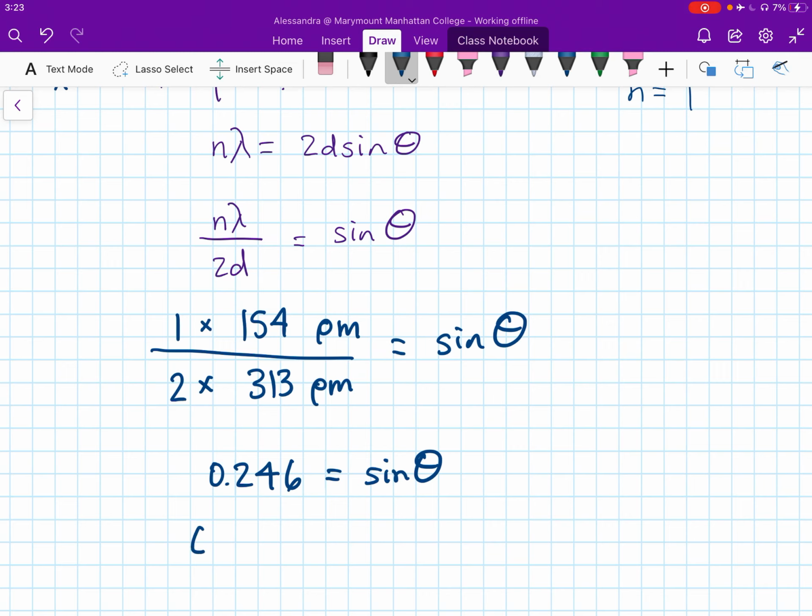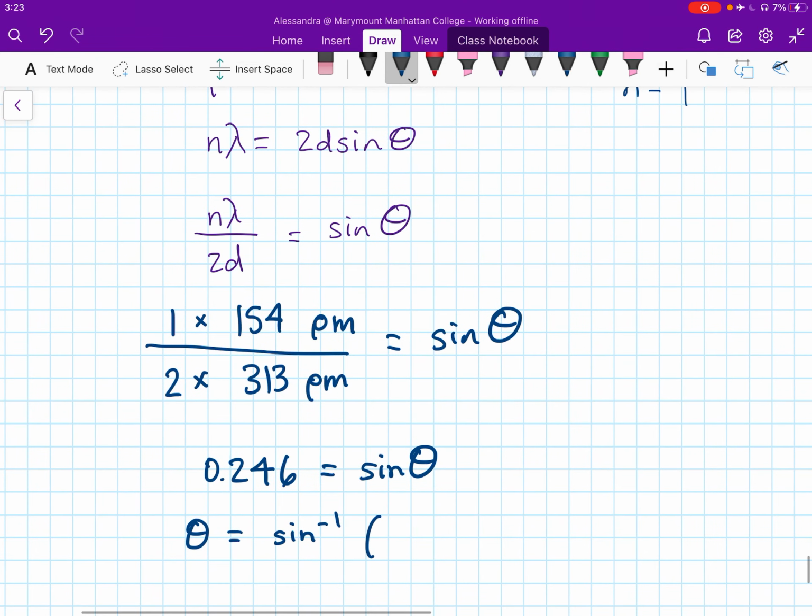So if I want to solve for theta, that's going to be the inverse sine of 0.246. Now, if you plug this into your calculator, depending on whether your calculator is set in radians or angles, you might get 2 different answers. So make sure you know what your calculator is set in. On my calculator, I get 0.249 because my calculator is set in radians.